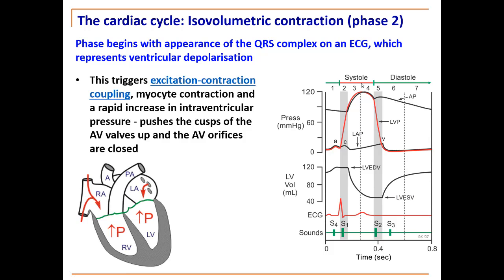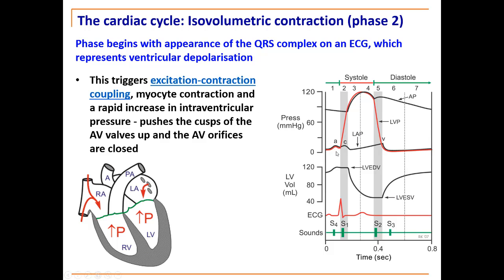So this depolarization triggers excitation contraction coupling, leads to myocyte, which is your cardiac muscle, contraction, and a rapid increase in your intraventricular pressure. So remember, your ventricle is now contracting, and you see a massive increase in this left ventricular pressure, because as it's squeezing, it's contracting, and at the early points, of course, the valves haven't opened up, so we aren't actually squeezing any blood out.